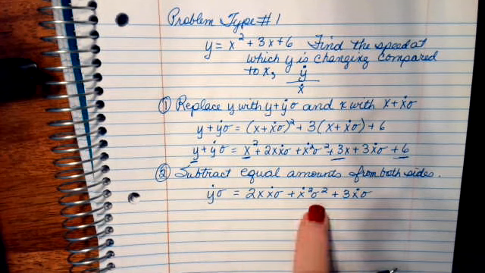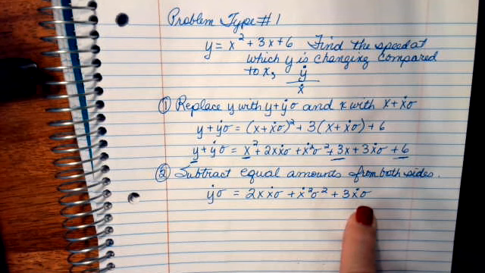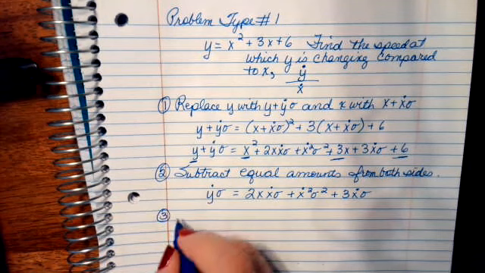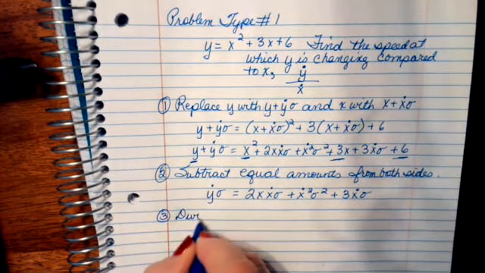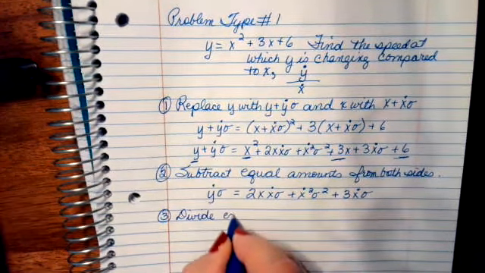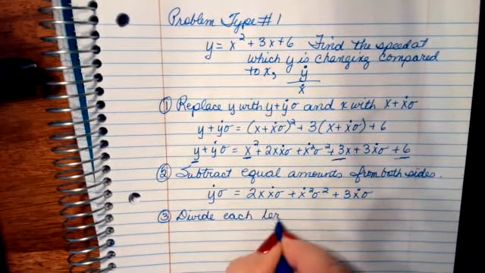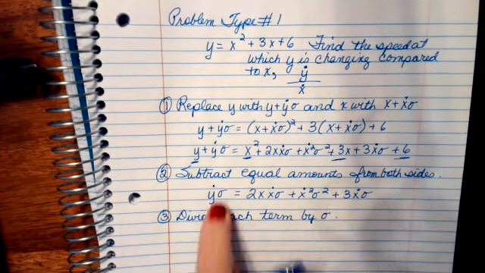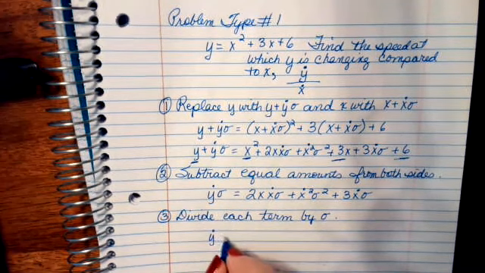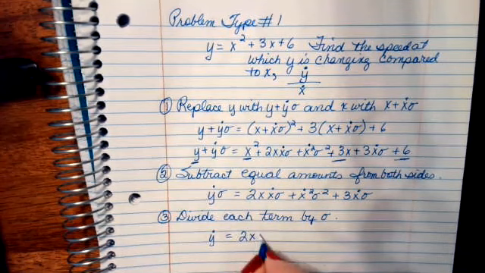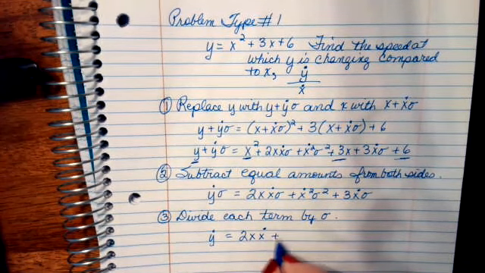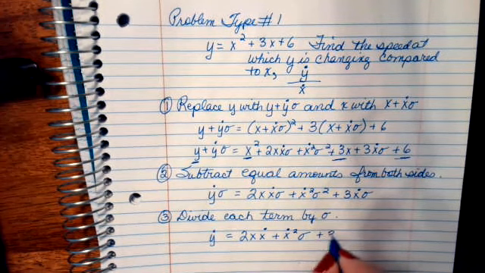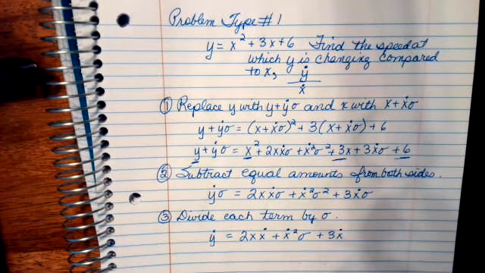Every single term has a common factor. So I can simplify this. And in fact, he said that's the next step. Divide each term by sigma. And I'll get y dot equals 2x x dot plus x dot squared sigma plus 3x dot.